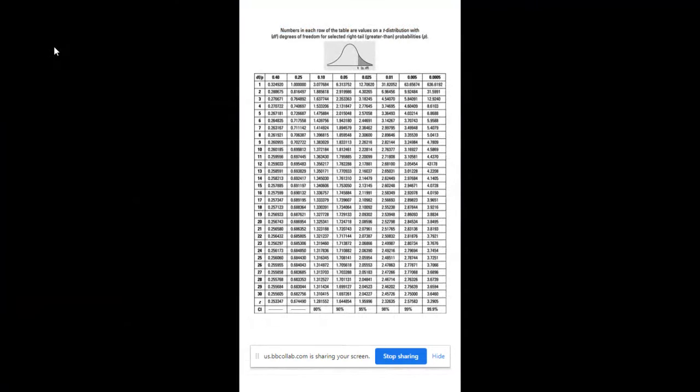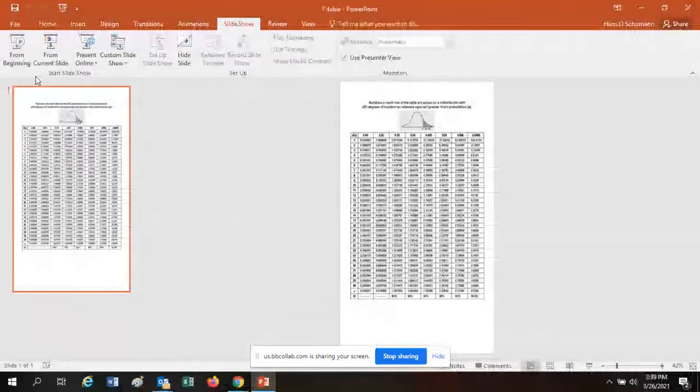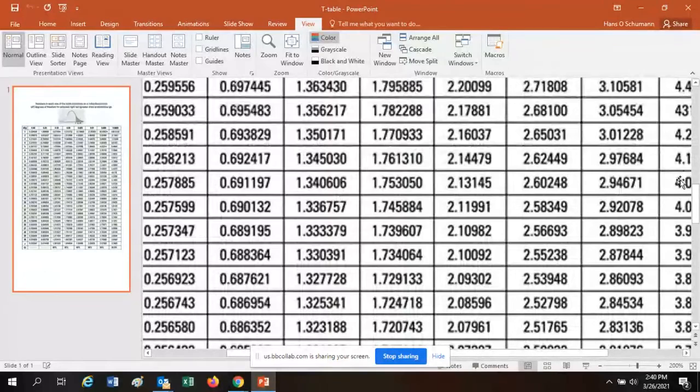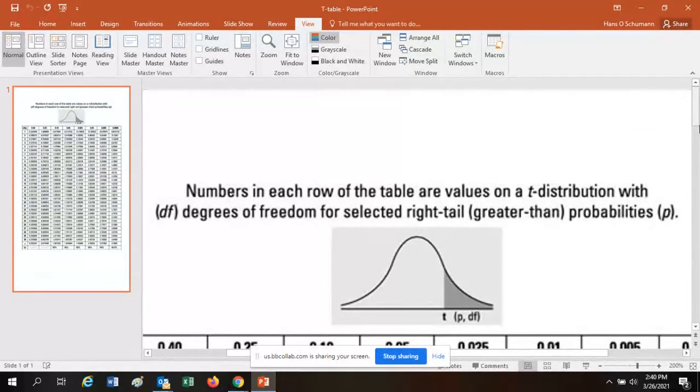Slideshow. Maybe this is a little bit bigger. This table, okay, I'm going to make this view bigger. View, zoom. This table is in the back of your book. I think I grabbed this one off the internet, so I think this one has a little bit more detail on it than the one in the back of the book. But in the back of the book, the T distribution is on page 570. And if you look at the diagram, it shows you what the table shows you.